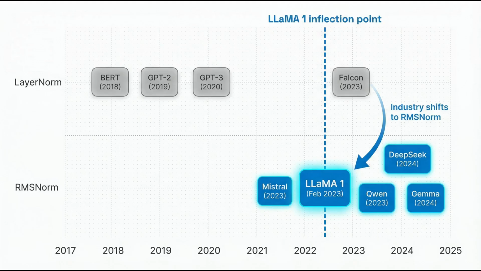Less means faster. Zhang and Sennrich asked a simple question and got a simple answer. RMSNorm keeps only the scaling by the root mean square. No centering, no beta parameter, just gamma. The result is clear. RMSNorm is 7 to 64% faster than LayerNorm. No published study has demonstrated significant degradation in model quality.